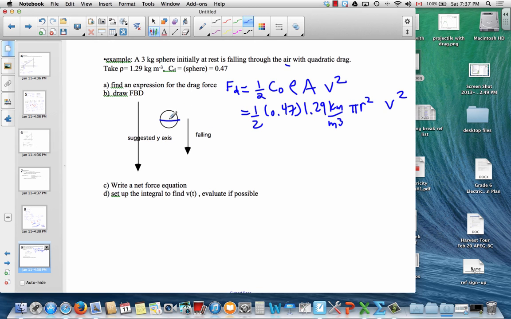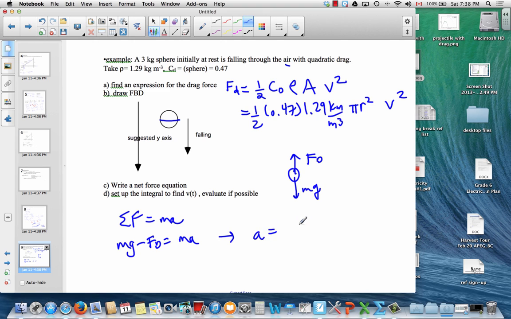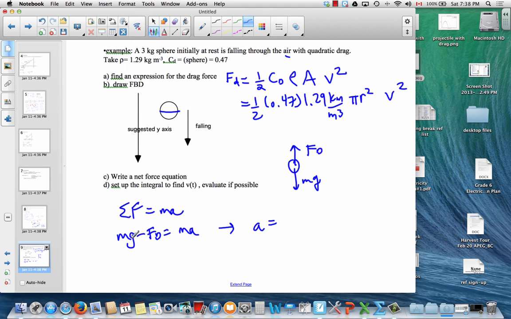Now, it is falling, so there'll be a force mg, and opposing that will be this drag force. If we write Newton's second law, we're suggested to use a y-axis that's downwards. Sum of the forces is ma, so we're going to have mg minus the drag force equals ma. So we're going to have an acceleration that is g minus the drag force over m.